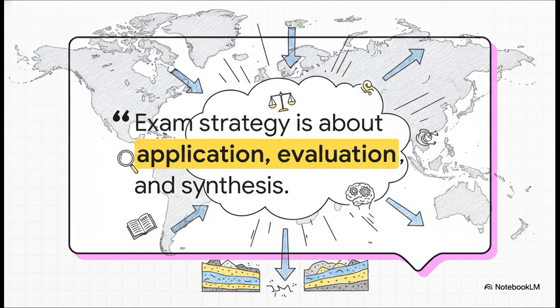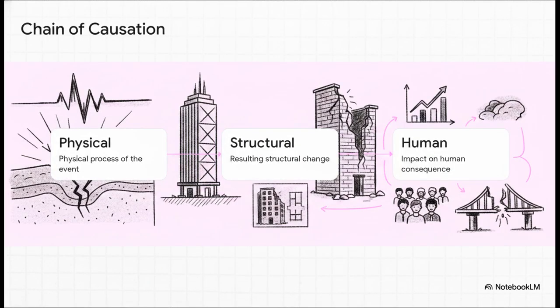The examiners, they aren't looking for isolated geological facts just dumped randomly onto a page. They want to see the art of the connected answer. They are looking for application, evaluation, and synthesis. To pull that off, you've got to master what we call the Geographic Chain of Causation. Every top-tier answer moves through these 3 rhythmic steps. Step 1, identify the physical process. Step 2, identify the resulting structural change. And Step 3, explain the human consequence.